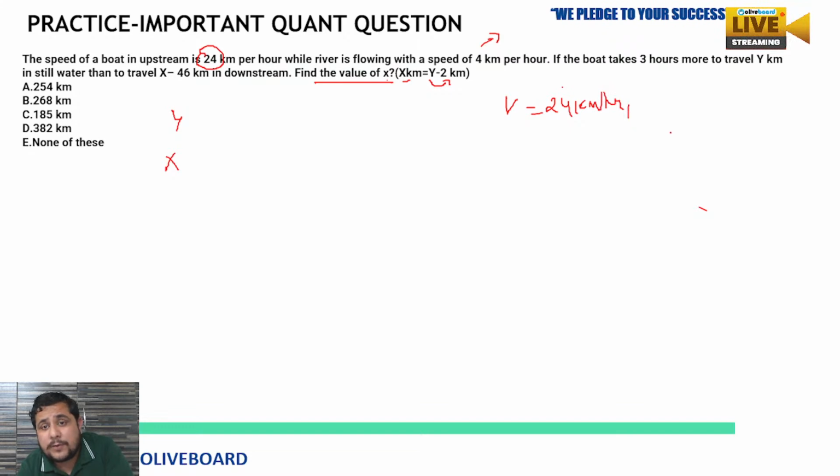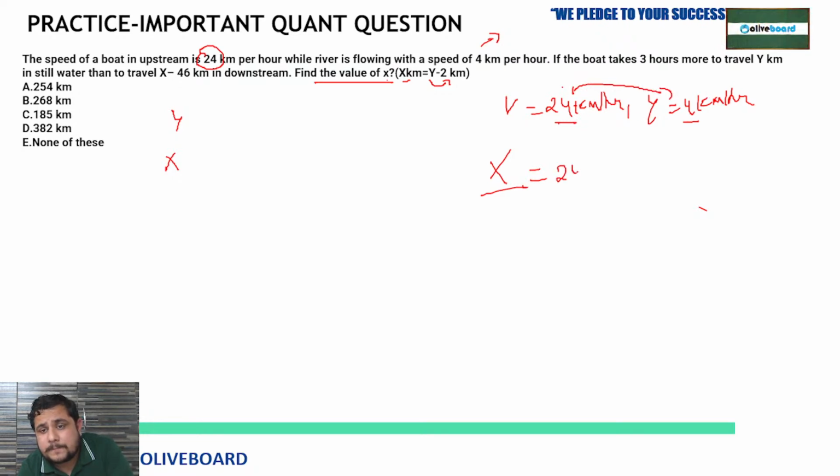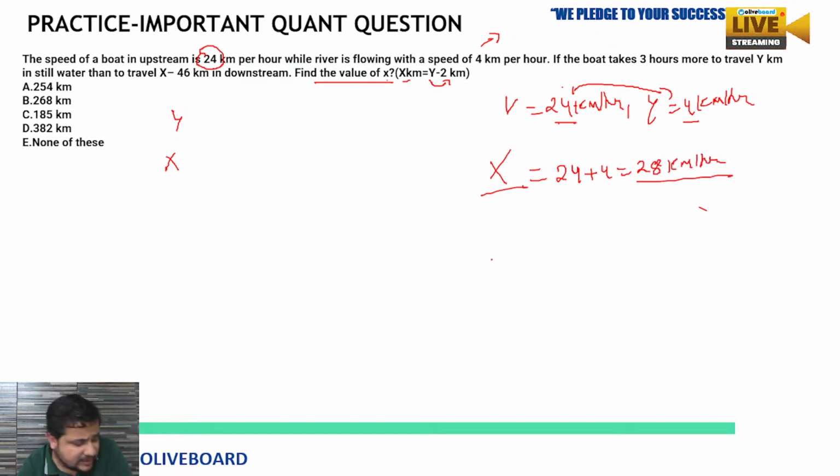Now the speed of the river, that is y, is 4 km per hour. So you can easily get the speed of the boat in still water. That would be 24 minus 4, sorry, 24 plus 4, right? So 28 km per hour. Is this clear? Tell me fast.